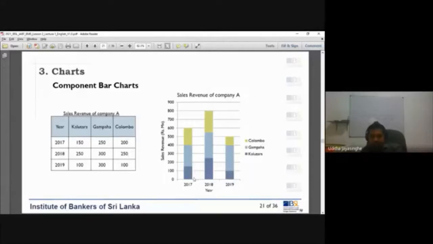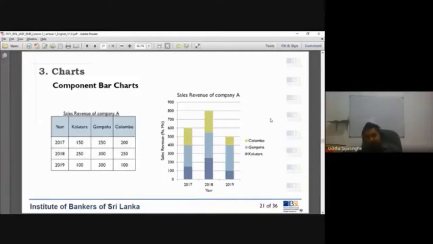So the total of 600 for 2017 is distributed among Colombo, Gampaha, and Kalutara likewise. So this is one form of doing a component bar chart.